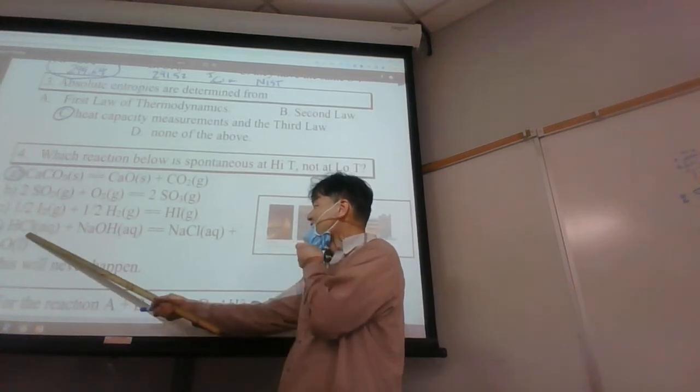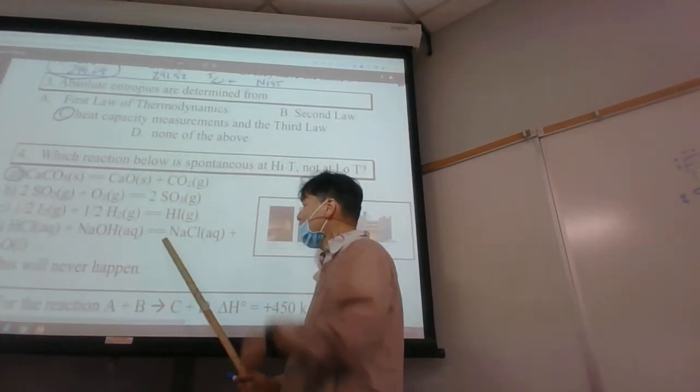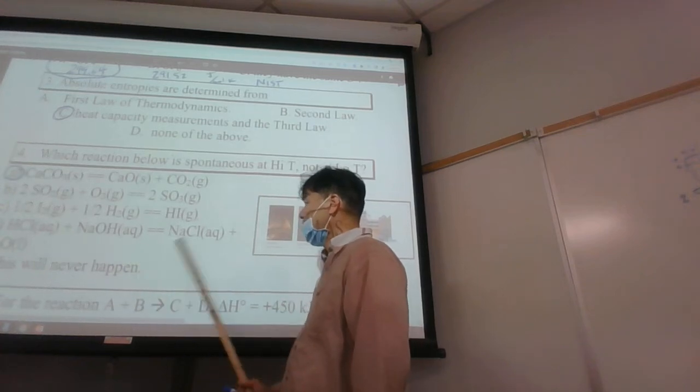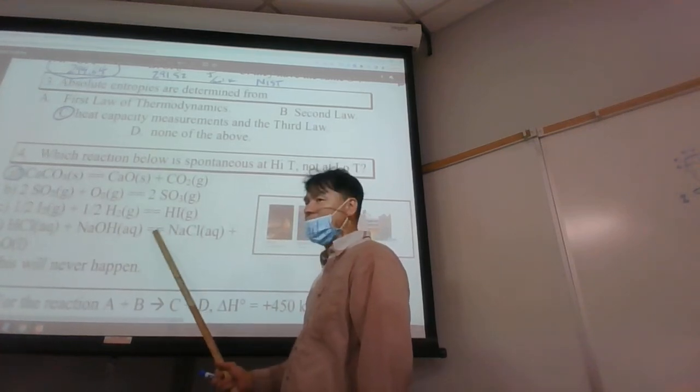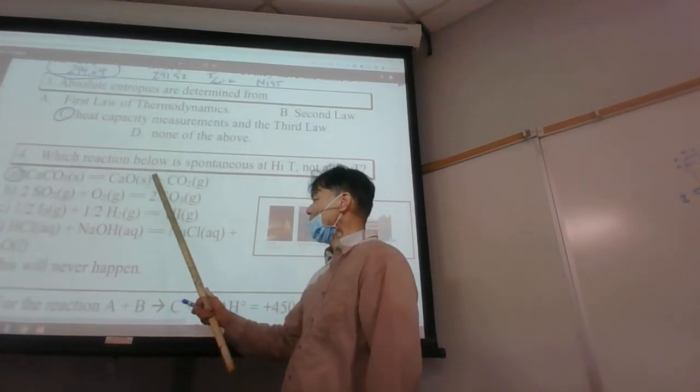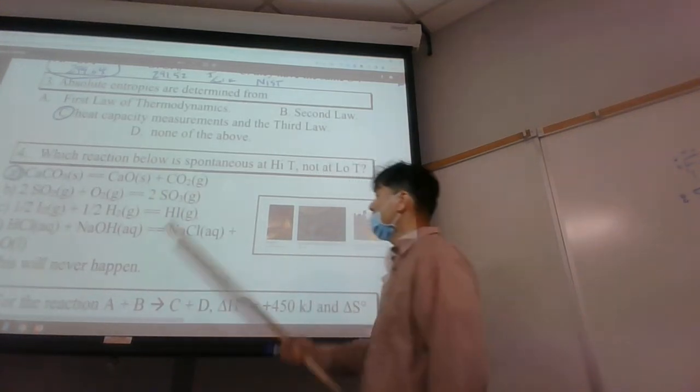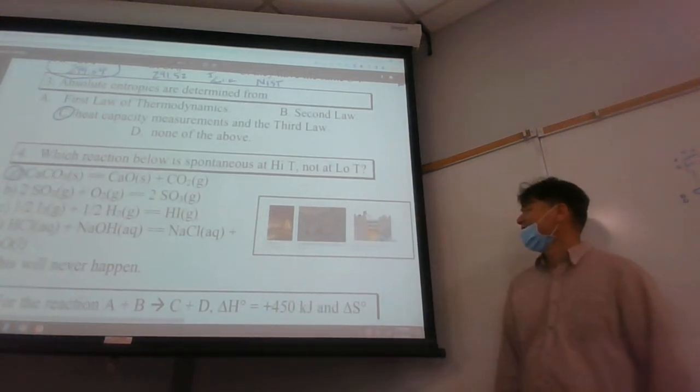This one's exothermic. Strong acid plus strong base. It's exothermic, but as far as the entropy goes, not much is happening with the entropy here. So one that's going to be A. A is a very important reaction.